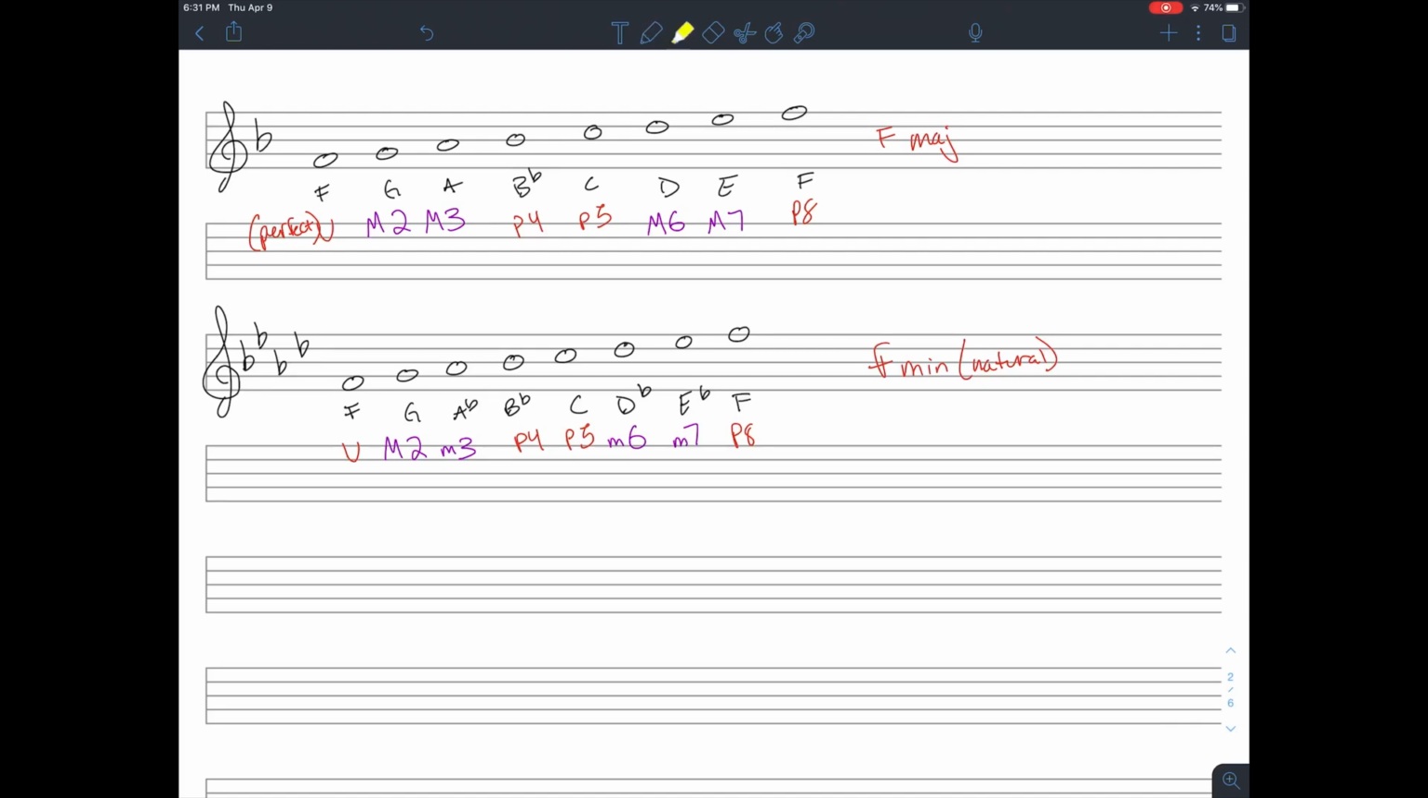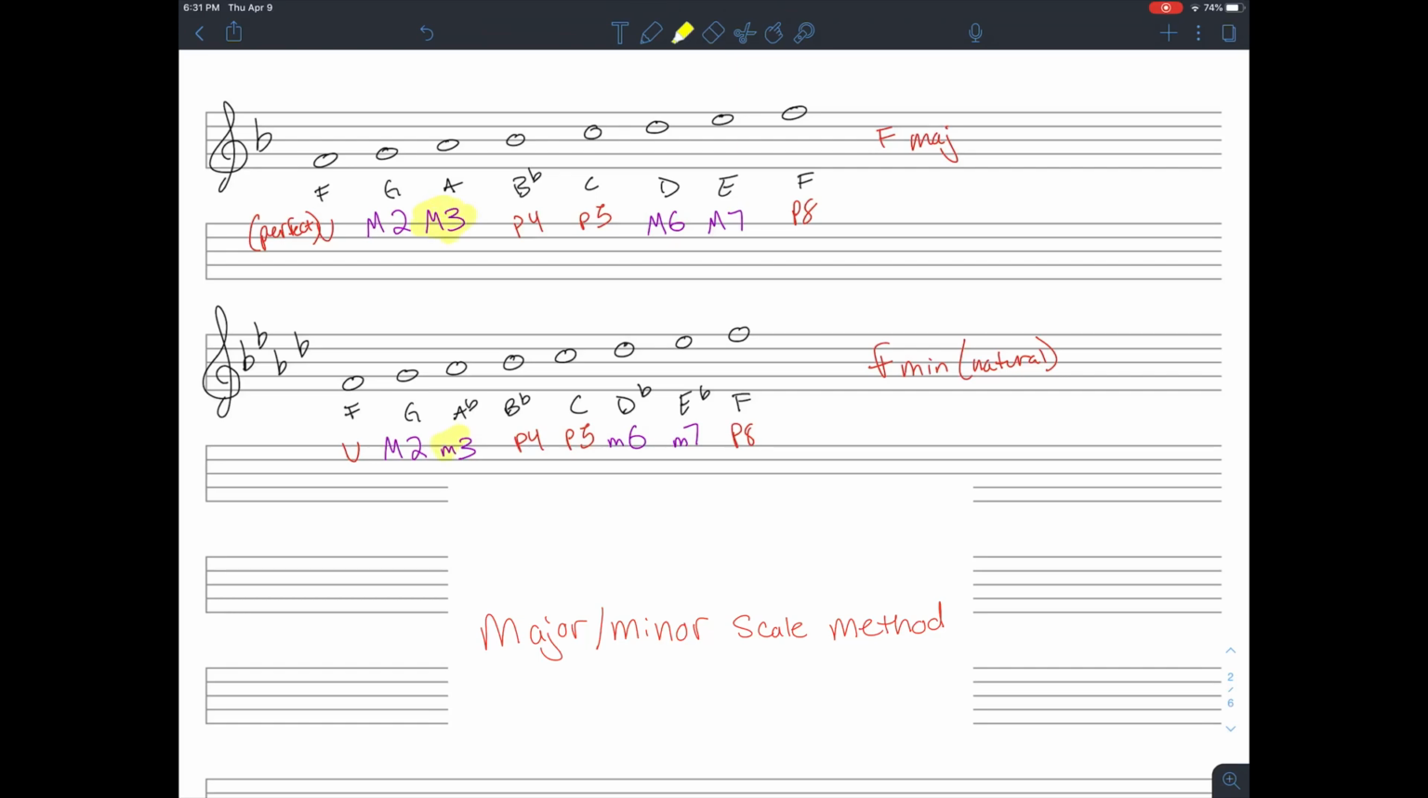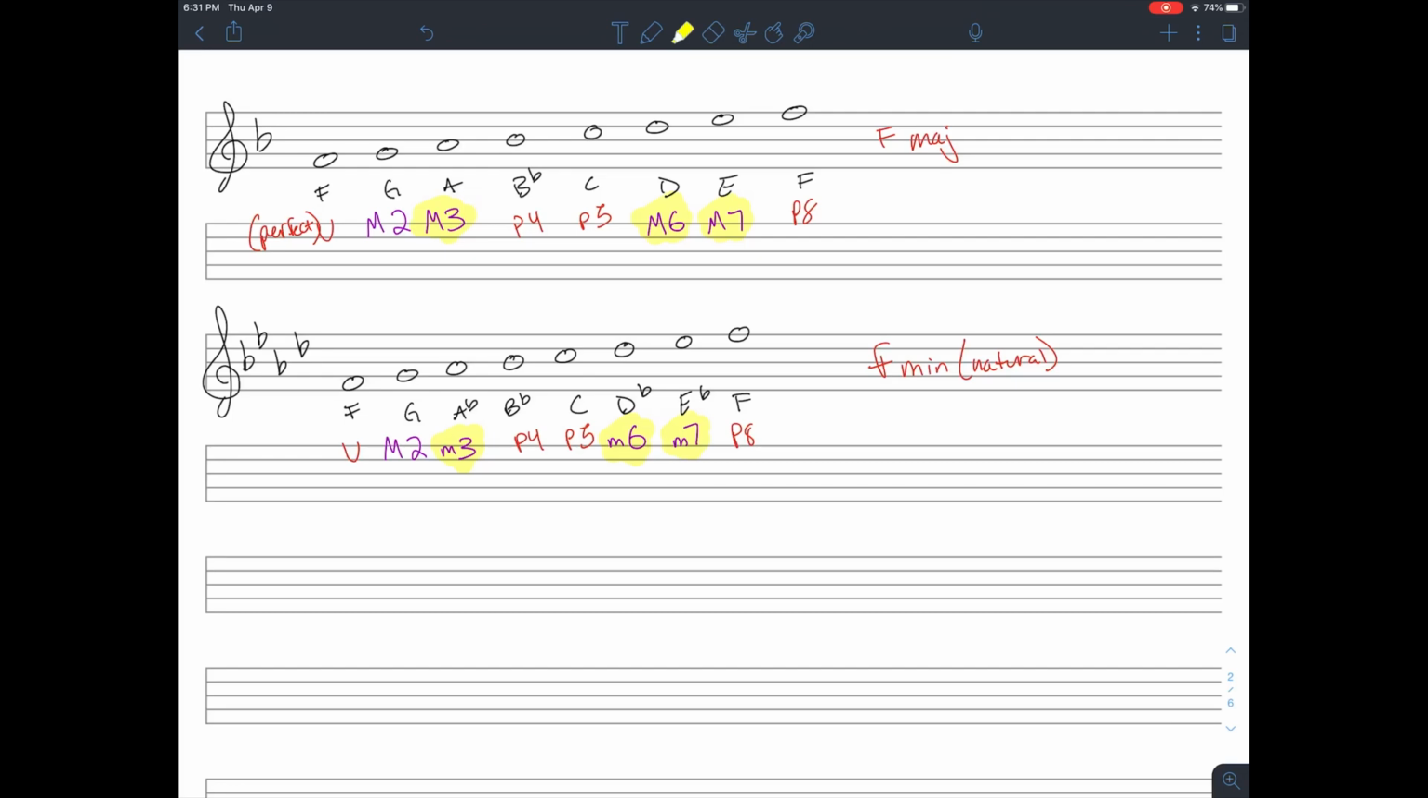In F minor, or in a minor key, they're going to become minor, mostly. So we have minor 3, minor 6, minor 7. Major 2, however, F to G, the first to the second scale degree, is going to stay the same, usually between major and minor scales.